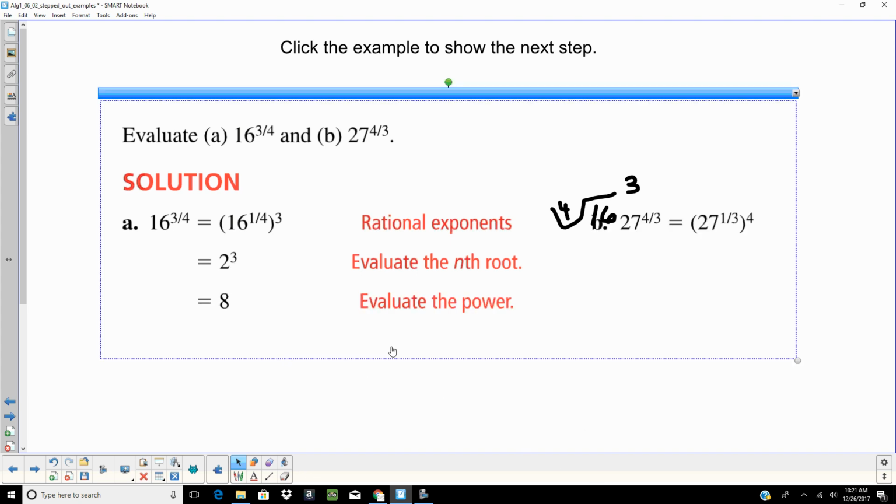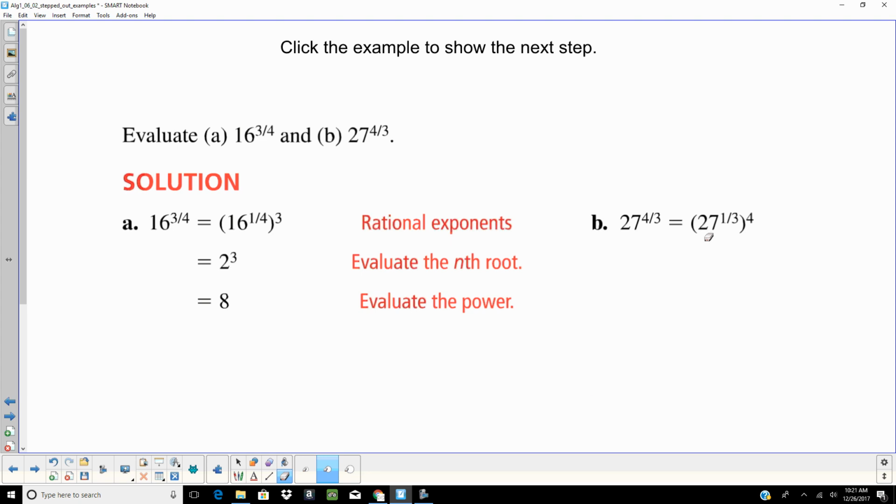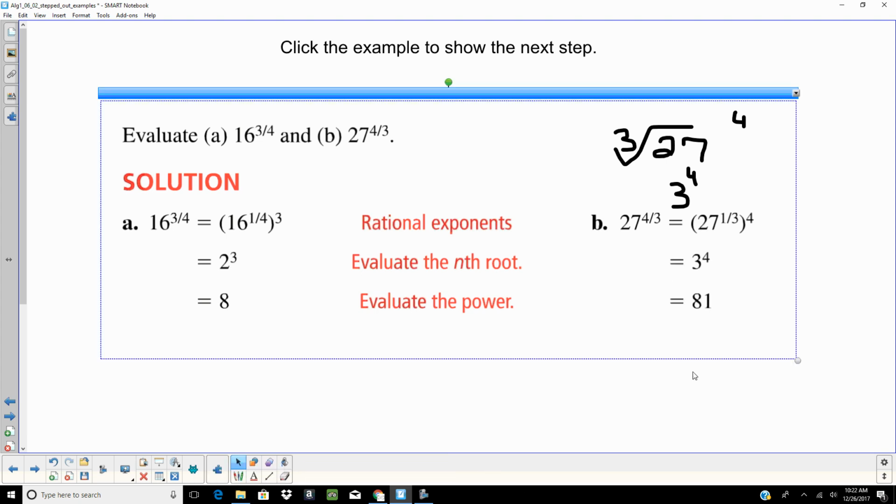On B, we've got 27 to the 1/3 times 4. And again, I probably would have gone straight to the cube root of 27, all raised to the 4th. There's a couple cube roots that you should automatically know, and this is one of them. The cube root of 27 is 3. So we have to figure out what 3 to the 4th is. That's going to be 81.